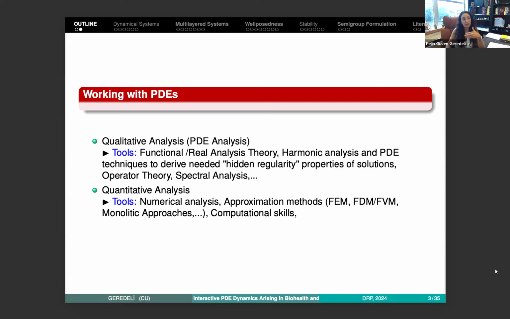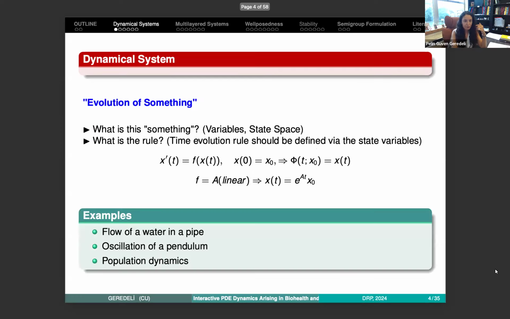So if you are looking at the things from the numerical point of view, then you can use too many packages. Some people use finite element methods, finite difference methods, finite volume methods, or the monolithic approach. There are too many things. Nowadays, people use FEniCS, or here, MATLAB, Python. So people use too many things to do that. So when we say PDE analysis, we categorize it in two ways, theoretical and numerical.